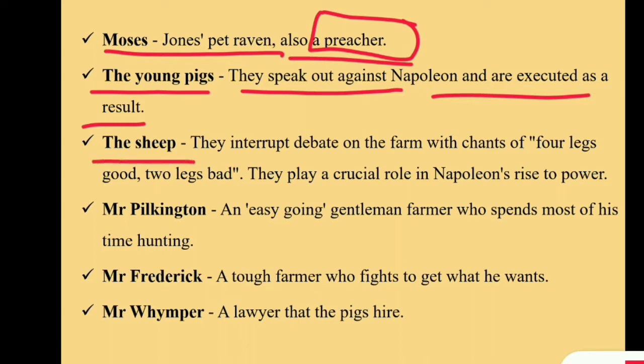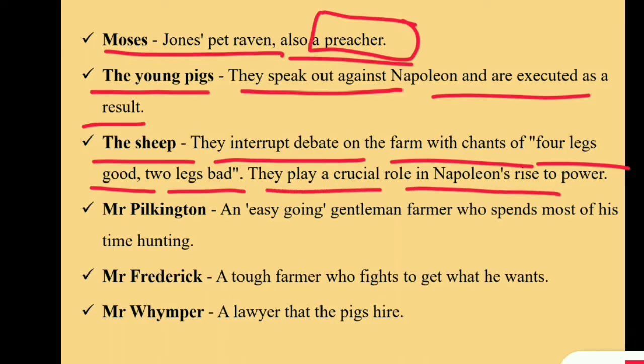The sheep interrupt debate on the farm with chants of "four legs good, two legs bad." In the story, we see sheep shout "four legs good," that means animals are good and two legs are bad, that is, human beings are bad. They play a crucial role in Napoleon's rise to power. If you go through history, Napoleon was made by common people because he was a very good orator. When he got the support of common people, then he became a leader. The same thing is being shown out here.